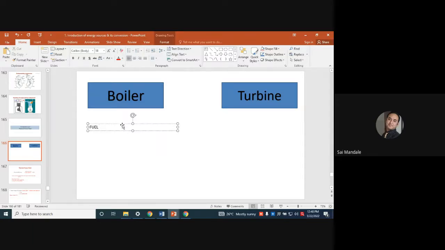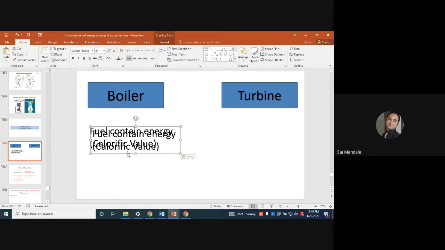So how much amount of energy is produced by the fuel? That is the question. Energy produced by the fuel is nothing but its calorific value. Means fuel contains energy, and it is related with its calorific value. Clear?